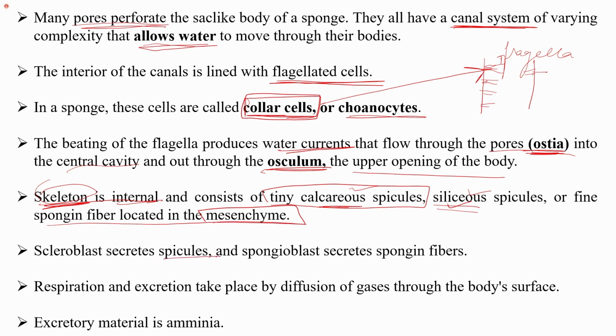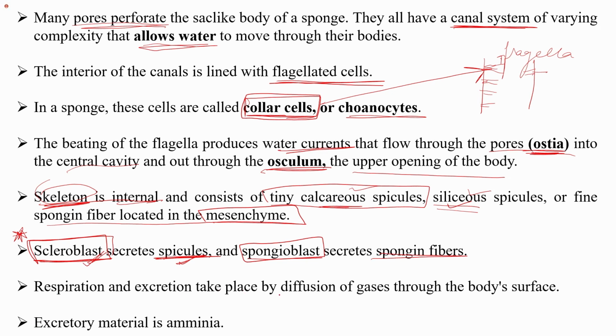Scleroblasts secrete spicules. So these spicules are secreted by the cells called scleroblasts. You can learn this also: as I mentioned, in these animals different cells perform different functions. So scleroblasts are the cells that secrete the spicules, and spongioblasts secrete the spongin fibers, right?